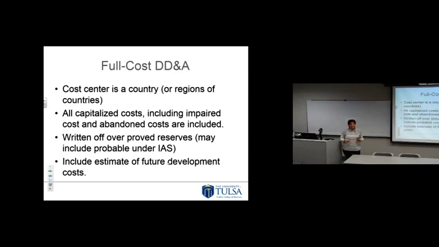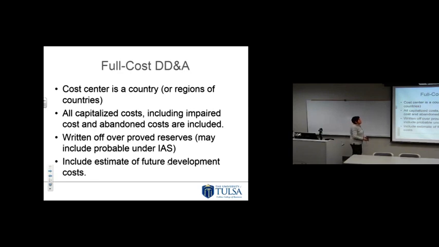But basically, for impaired properties, the impaired amount stays capitalized as an asset. For abandoned properties, the abandoned cost stays as an asset under full cost. And they're all included in the country's capitalized cost. Again, written off over proved reserves, we might include probable under International Accounting Standards if that's the company's assumption. And in here, we're going to assume that they do include probable.